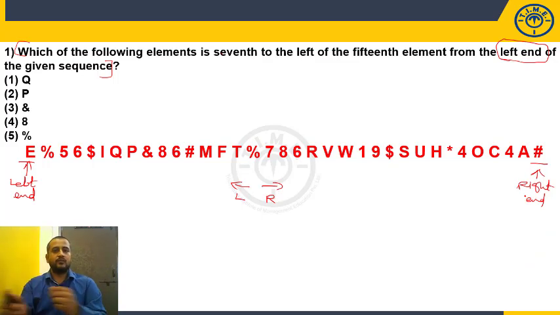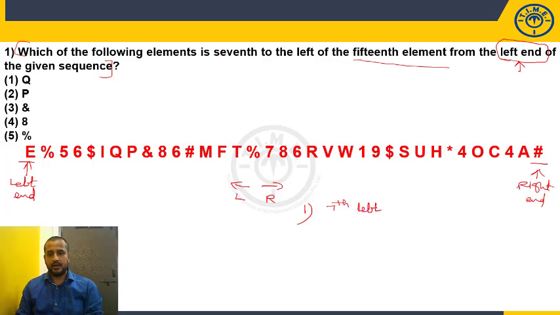What is given? Which of the following elements is 7th to the left of the 15th element from the left hand? It means we should start counting from the left hand onwards, from this end onwards. Which element do we first have to find? The 15th element from the left hand. Okay, let me write it in steps form. As per the given question, which of the following elements is 7th to the left?